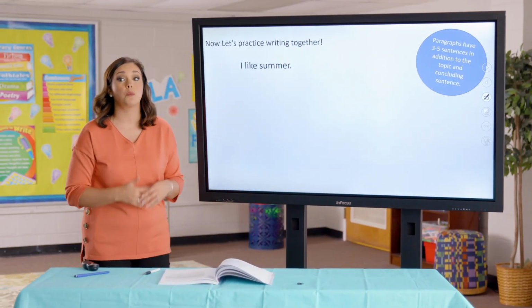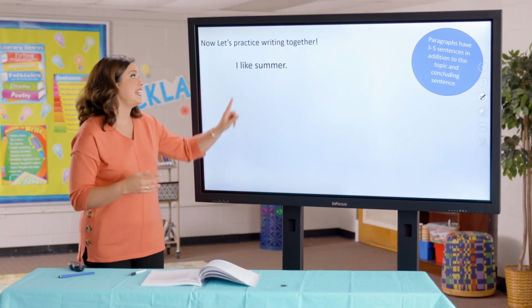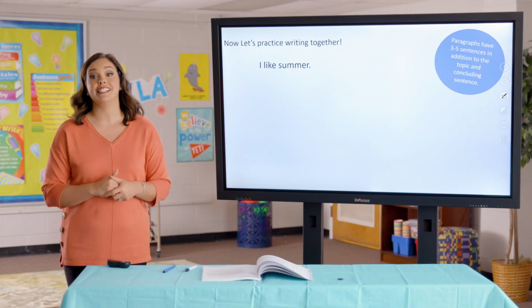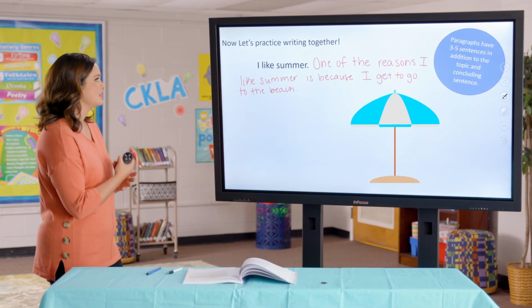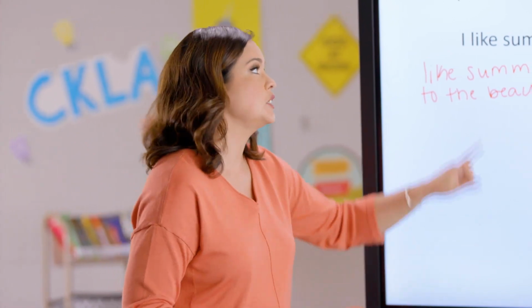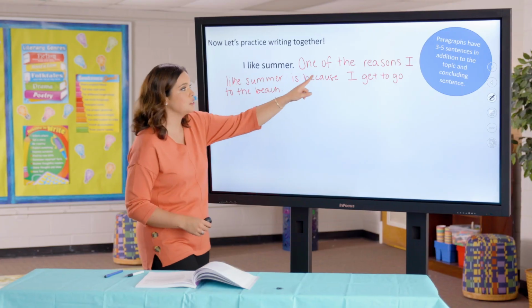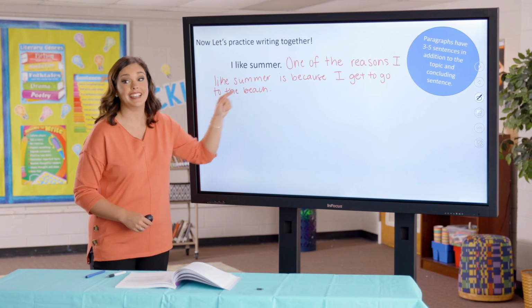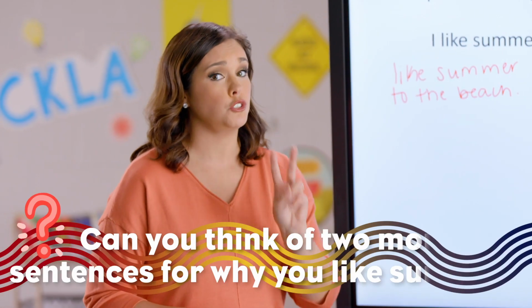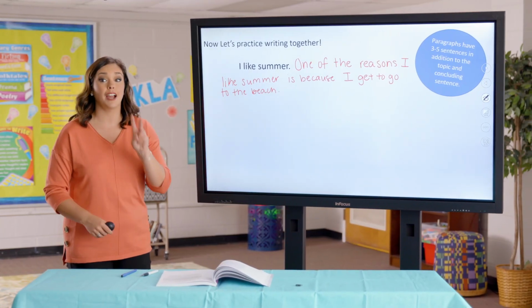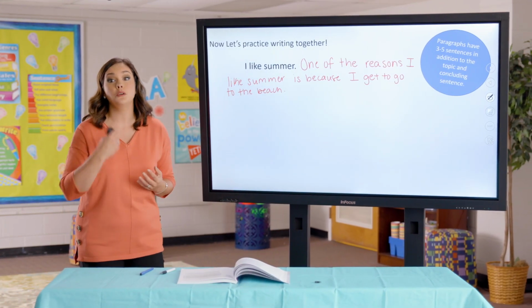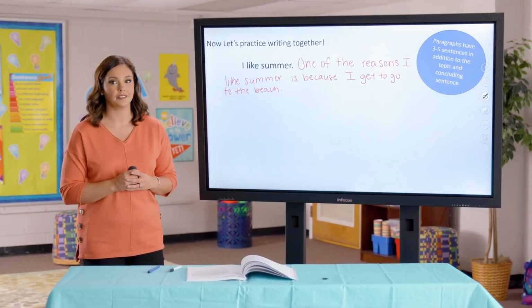Okay, so now we need to come up with a detail or a sentence that relates to I like summer. So I'm thinking to myself, why do I like summer? Oh yeah, one of the reasons I like summer is because I get to go to the beach. Notice how I've written my sentence right beside the topic sentence. One of the reasons I like summer is because I get to go to the beach. Can you think of 2 more sentences for why you like summer? Go ahead and pause the video and write 2 sentences that show why you like summer, and then we'll come back and check together.